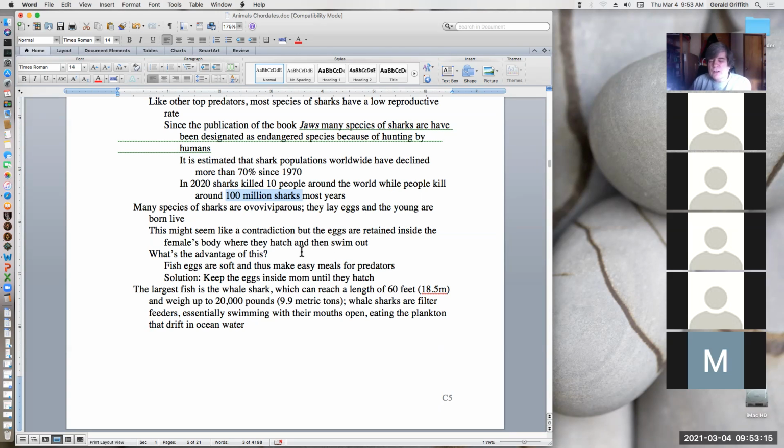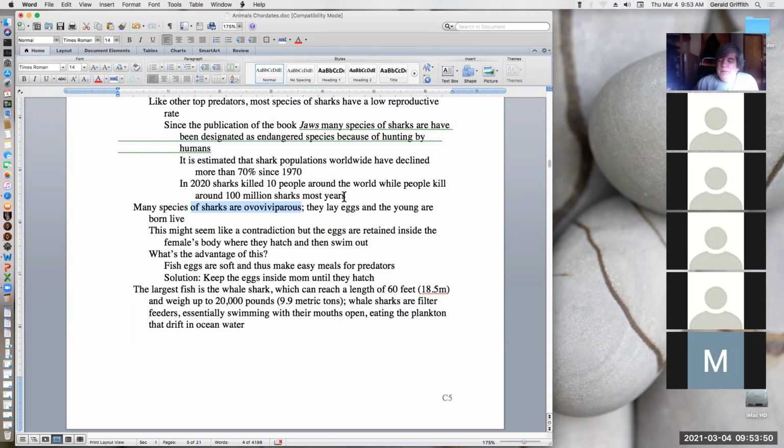Now, if we look at sharks, sharks do have several strategies to increase their survival. A lot of species of sharks are ovoviviparous. Now, some animals, like people and other mammals, are viviparous. Our young are born alive. Some animals are oviparous. They lay eggs, like birds. Some animals, like many of the sharks, are ovoviviparous. They lay eggs, but the eggs are born alive.